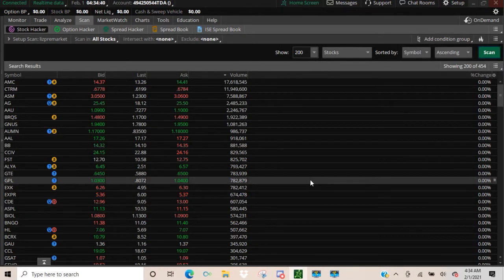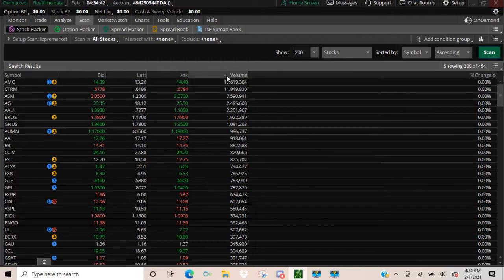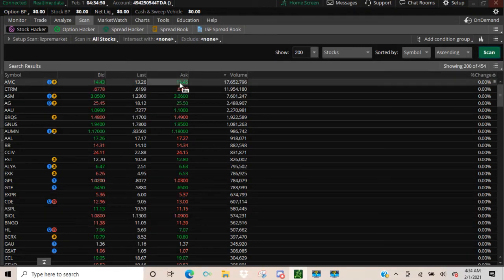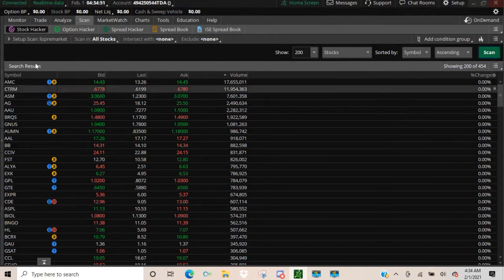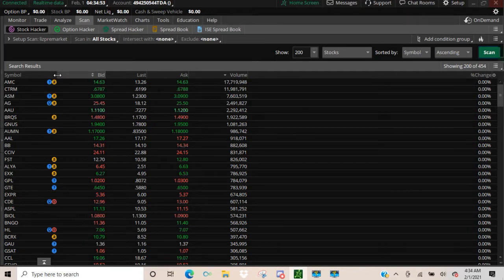As these things load, I have volume as my number one indicator. I've got to have volume. And then I see the bid, the last, and the ask. I got rid of everything else. I got rid of the description. I got rid of percentage change.